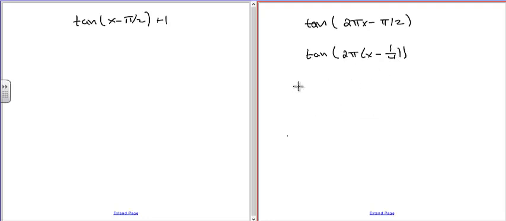So what is this telling us? Well, from this number we can get the period. So it's 2 pi over 2 pi, which is 1. So that's the period. The x shift is plus 1/4. So it's not plus pi over 2, it's plus 1/4.